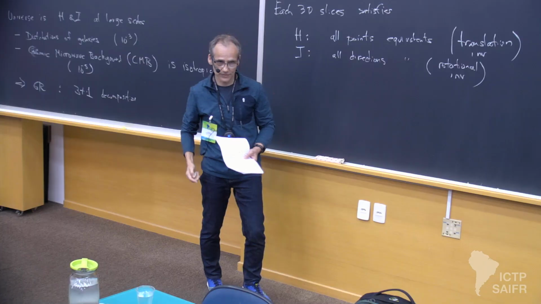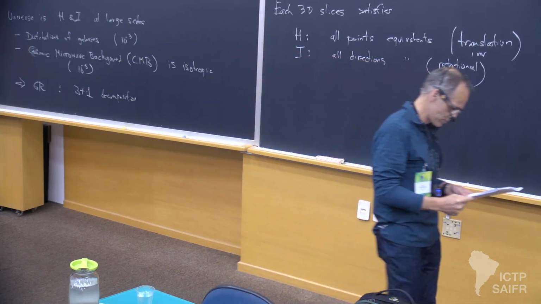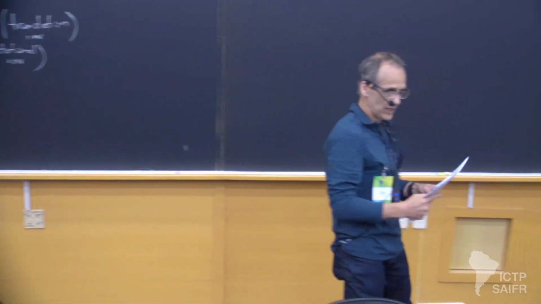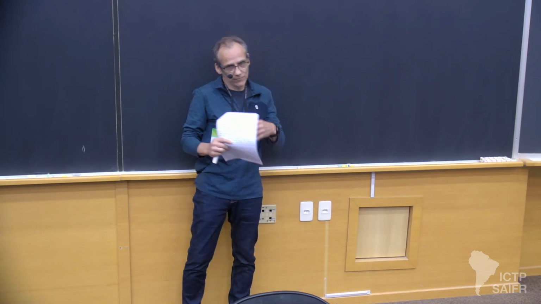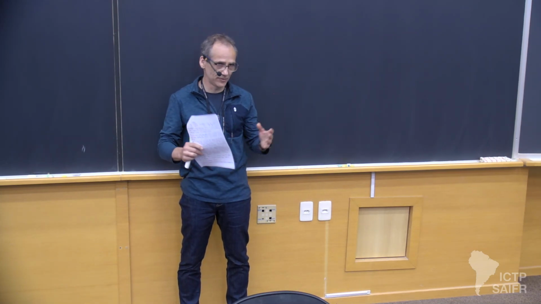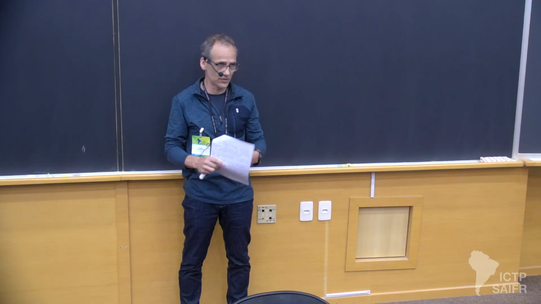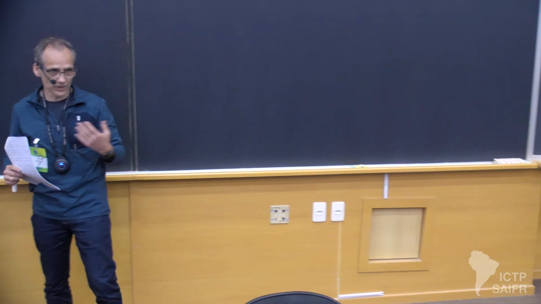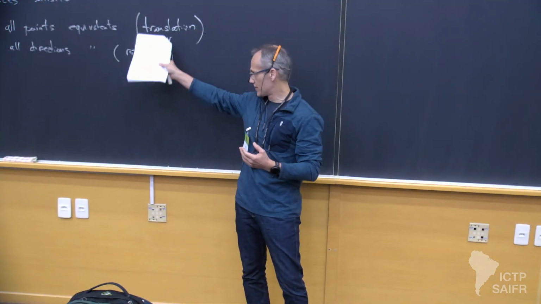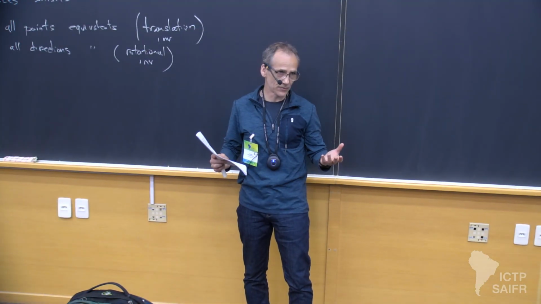So each 3D slice satisfies these symmetry properties. Okay? Now, luckily, if you remember some GR, one of the main lessons of general relativity is general covariance. You can choose the coordinates you want, right? And you can always choose the coordinates in such a way that these properties are not really obvious, right?